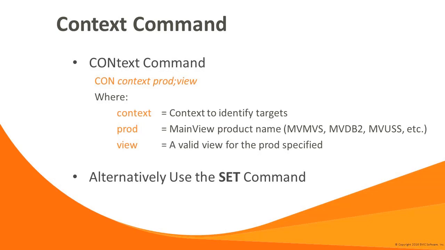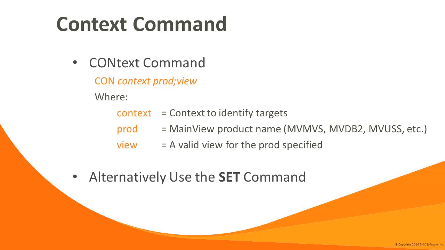Here's the syntax for the context command. The context specified can be a default context, such as all, or a customized context, such as KICS prod, that includes all the KICS production regions. To change our context in MainView for MQ to see only data from queue manager QM01, we would issue con space QM01. To change our context in MainView for z/OS to see all systems, we'd issue con space all.